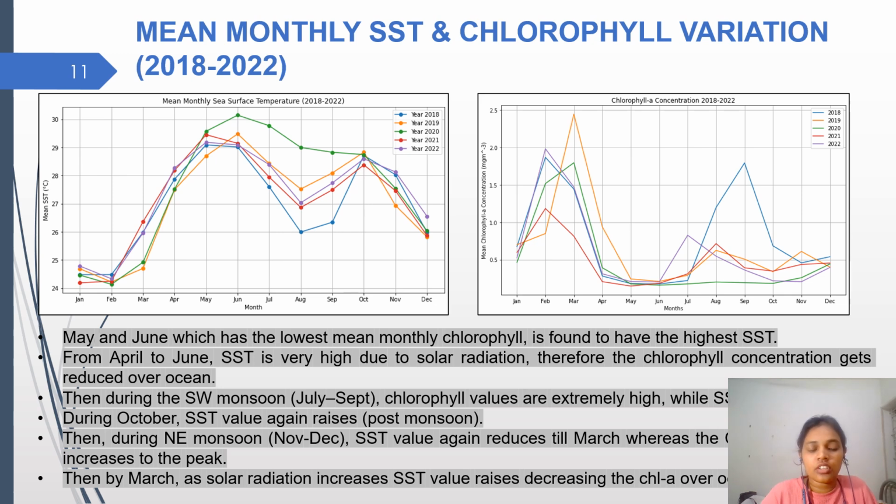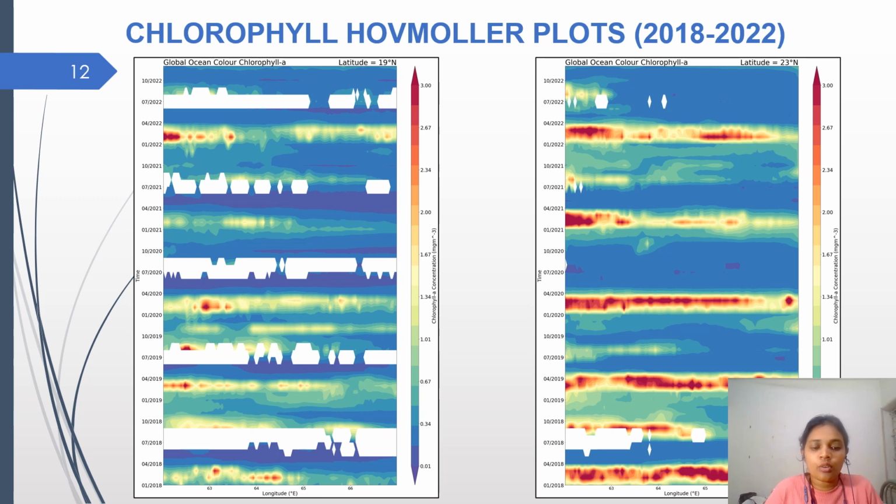Then by March, solar radiation again increases, which increases the SST value, and the chlorophyll a concentration decreases over the ocean. This is the general trend followed throughout these 5 years. These are chlorophyll anomaly plots from 18 to 22.